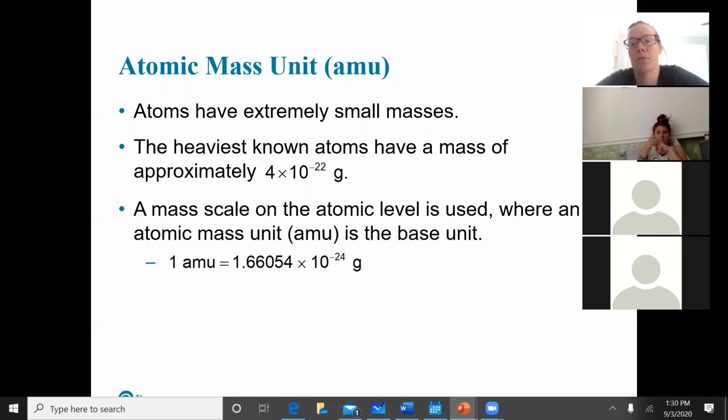So they go off of what's known as an AMU. 1 AMU is equal to 1.66054 times 10 to the negative 24th grams. That's the value of an AMU. And remember, 1 AMU is about the mass of a proton and about the mass of a neutron.